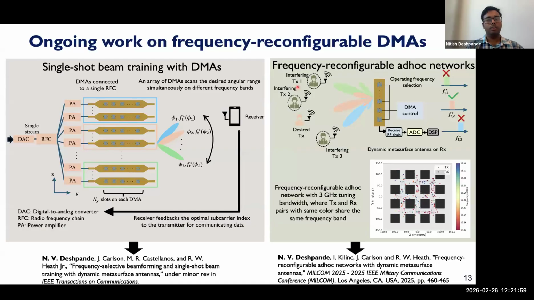Some other ongoing work in our group on DMA includes developing a single shot beam training approach where we can use an array of DMAs to estimate the receiver direction by just sending one OFDM symbol. Since it creates frequency dependent beams, we can probe multiple directions simultaneously using just one OFDM symbol. The second contribution from our group is on developing frequency reconfigurable ad hoc networks. In a military setting where there are multiple interfering nodes, we can cancel out the interfering nodes by using this frequency reconfiguration property.